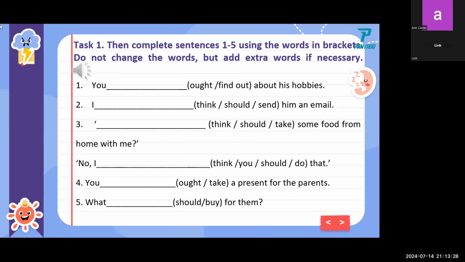Okay, please hear, Lihn. Please try to complete sentences 1 to 5 using the words in brackets. Do not change the words, but add extra words if necessary. Okay? Please listen carefully, Lihn. Can you hear me, Lihn? Yes, dear. Okay.